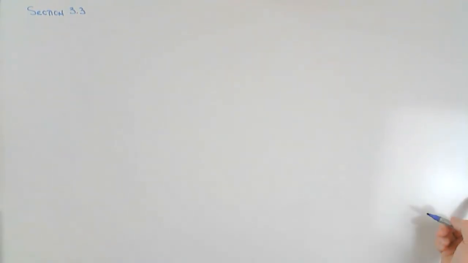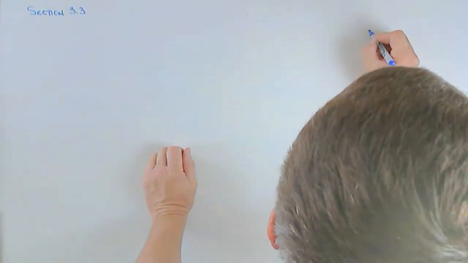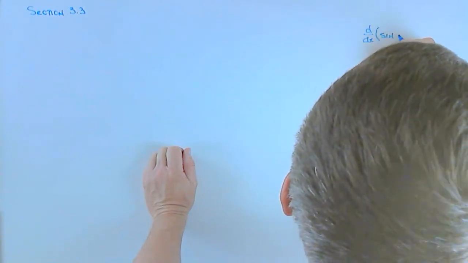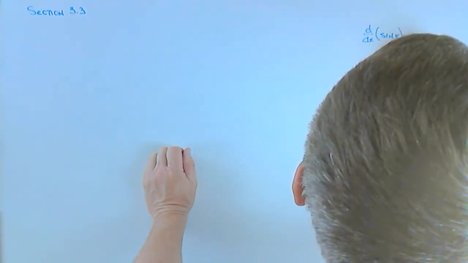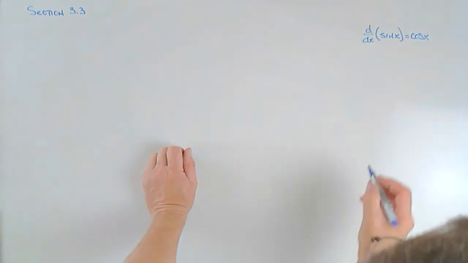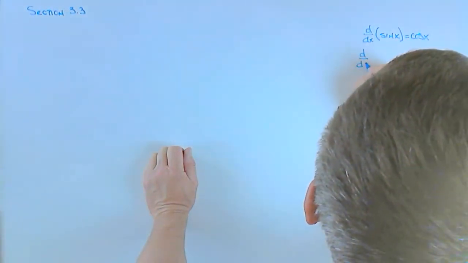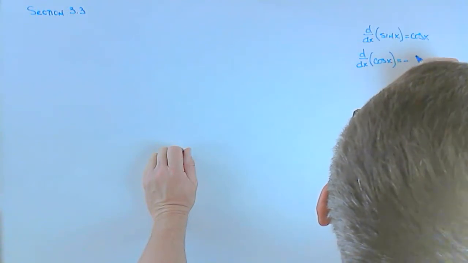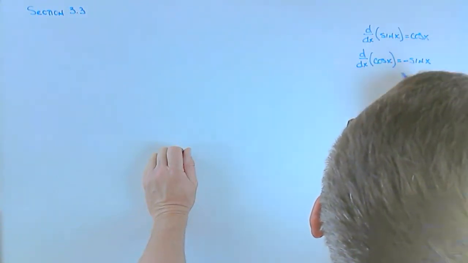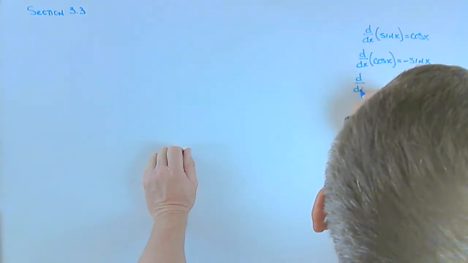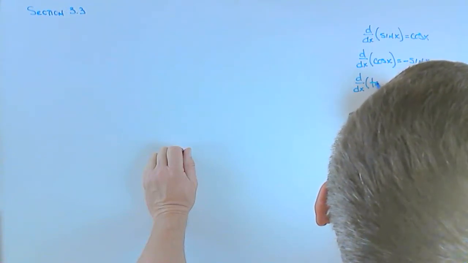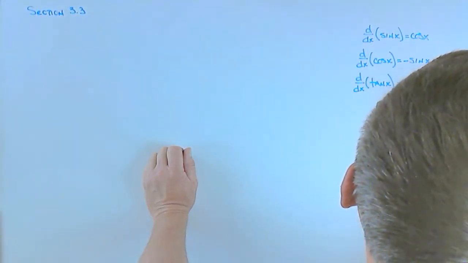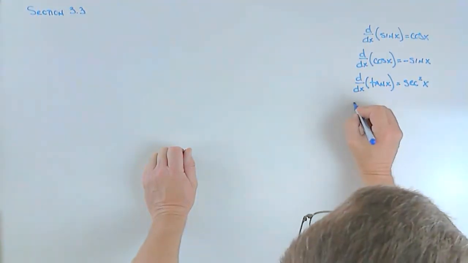And in section 3.3, we were taught that the derivative of sine equals cosine. We were taught that the derivative of cosine is negative sine x. We were taught that the derivative of tangent is secant squared x.